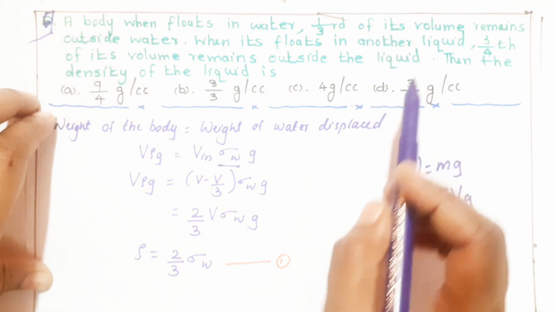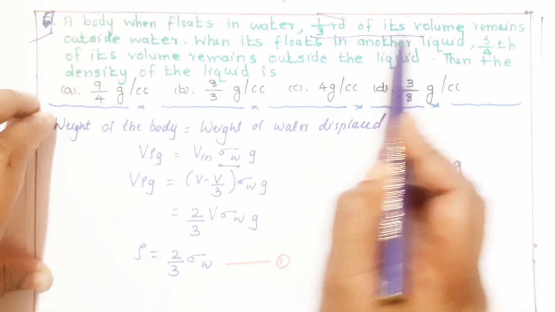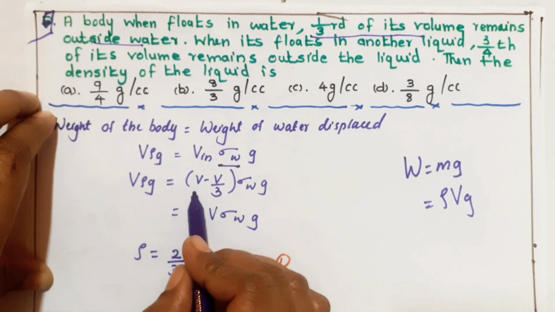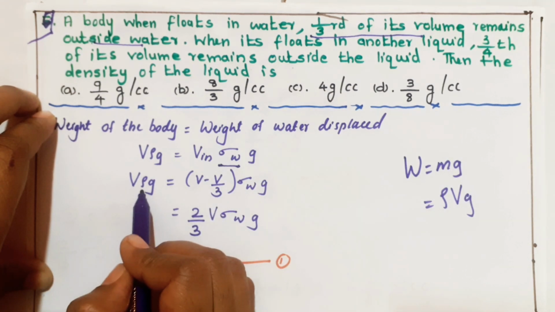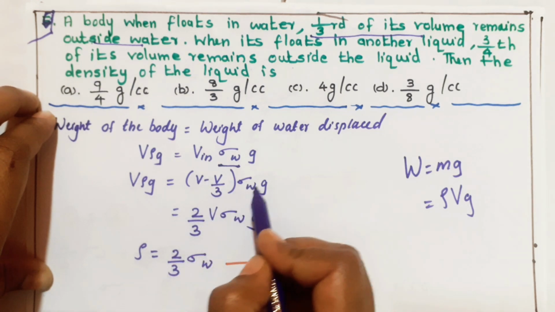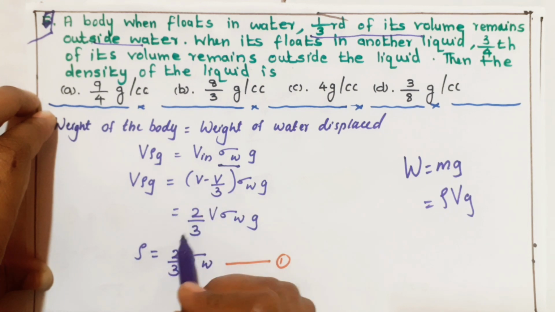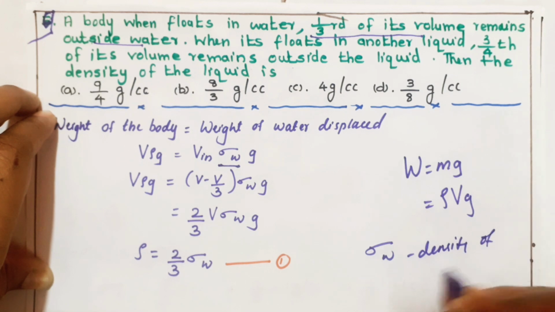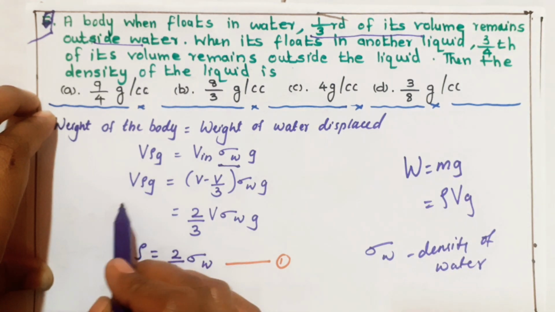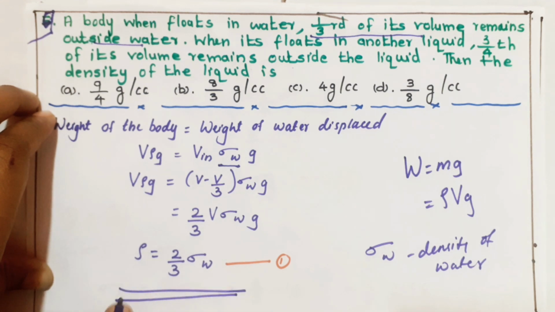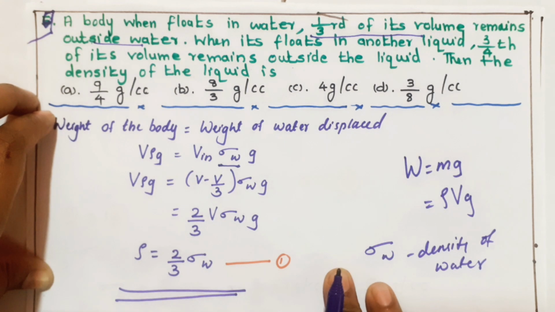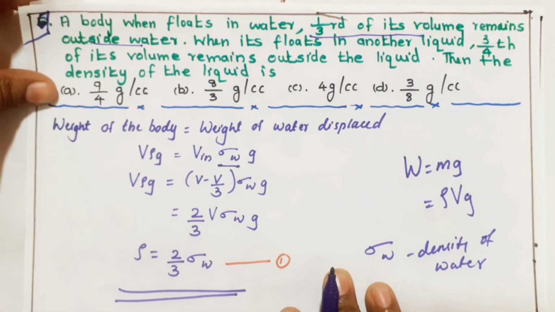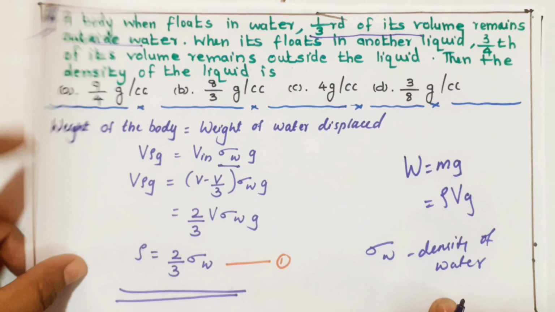Now see the question. They told 1/3 of it remains outside the water. So how much will be inside? V minus V by 3 will be inside. So V rho G equals V minus V by 3, sigma W G. What is V minus V by 3? 2V by 3, sigma W G. Sigma W, don't confuse, is nothing but the density of water. So here also V G get cancelled from both sides. We get the formula rho equals 2 by 3 sigma W. It means I got the density of the body in terms of density of water.